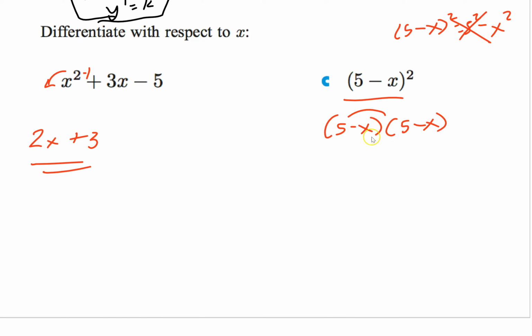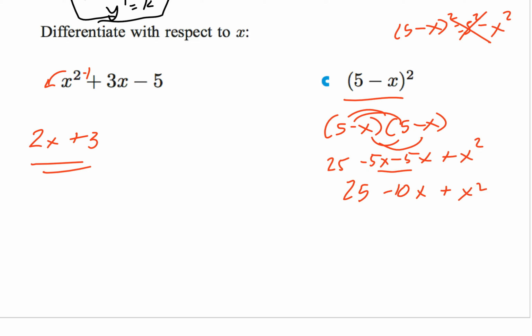So if you multiply this out, 5 times 5 is 25. Negative 5x, negative 5x, plus x squared. 25 minus 10x plus x squared. Now, here's the problem that happens a lot. People are like, oh, I did all that stuff, I'm done. You're not done. You just did algebra. Congrats. You did something people could do when they're 12. We're doing calculus here.